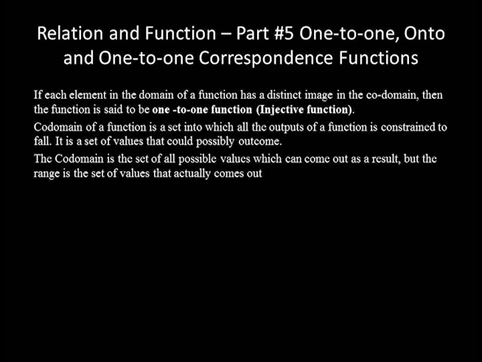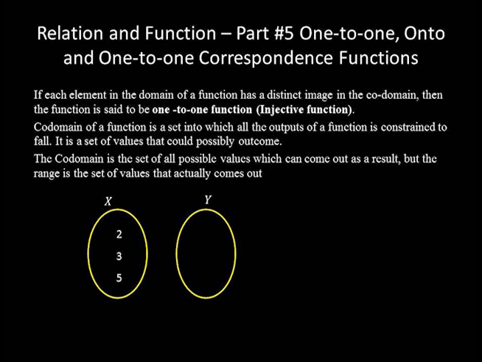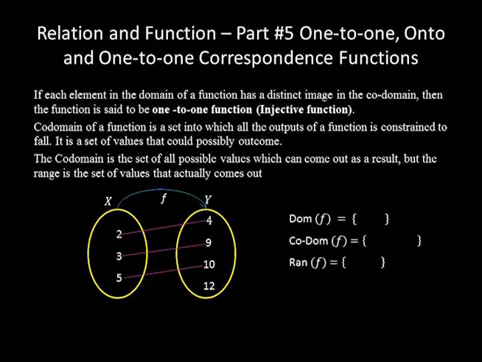Let us illustrate the difference and similarity between codomain and range by using a diagram. The diagram below stands for the values of x that are 2, 3, and 5, and the values of y: 4, 9, 10, and 12. Assume f is a function that maps from x to y: 2 relates to 4, 3 relates to 9, and 5 relates to 10. Let's find the domain, codomain, and range of this function.